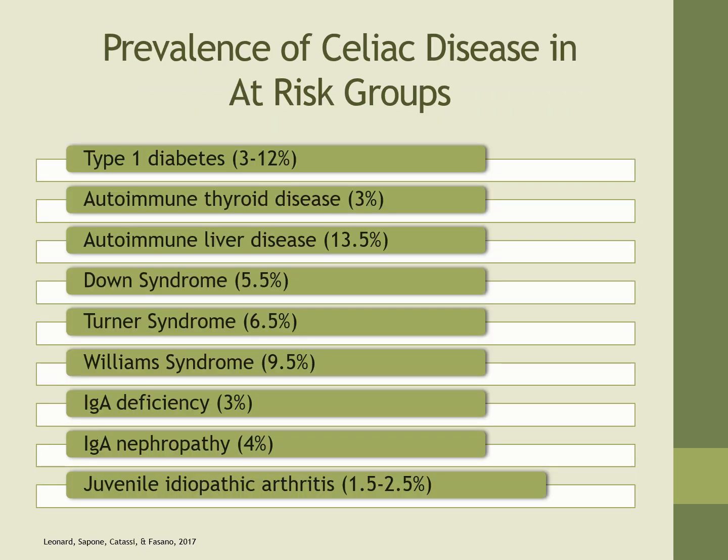Some people with certain conditions have a higher risk for developing celiac disease compared to the general population. The risk is higher in individuals with type 1 diabetes, autoimmune thyroid disease, autoimmune liver disease, Down syndrome, Turner syndrome, Williams syndrome, IgA deficiency, IgA nephropathy, and juvenile idiopathic arthritis. So testing for celiac disease should be considered in those individuals.